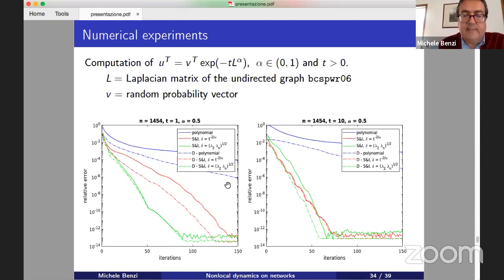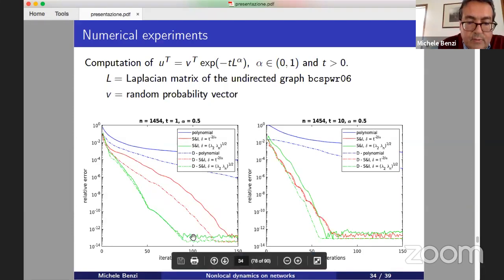And this is what we expect, because we know that polynomial approximation converges very slowly when we approximate Holder continuous functions. This is Jackson's theorem, essentially. In contrast, the various rational methods, the shift-and-invert method in particular, perform very well, in particular with the choice given by the square root of lambda 2 times lambda n. The convergence is very fast. Whether we remove the singularity or not, it doesn't make a lot of difference.